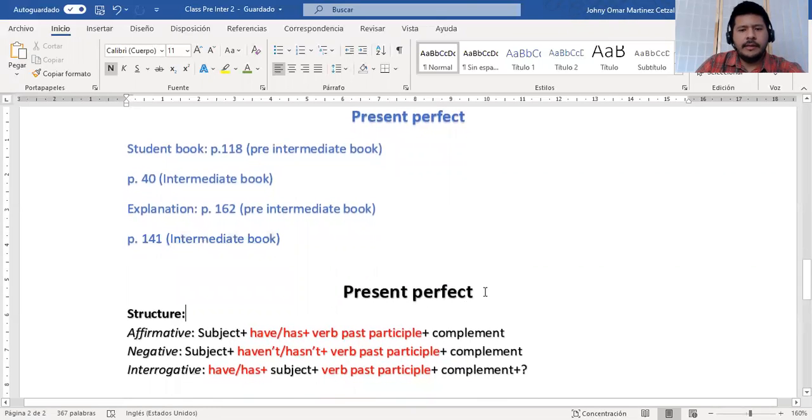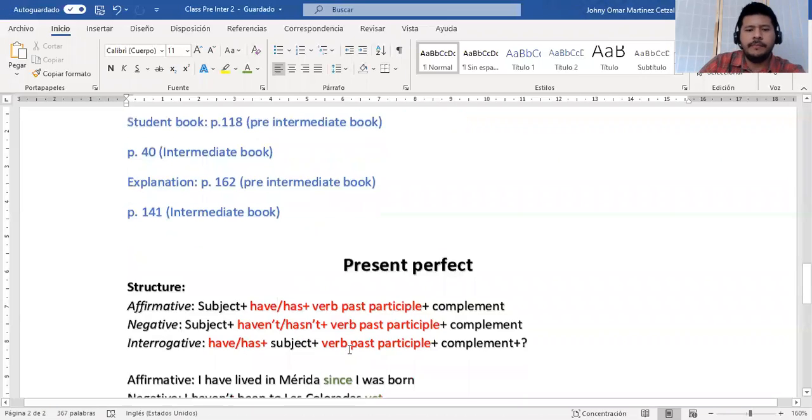You've got the name of the topic, which is present perfect. And here I have written the structure for the affirmative, negative, and interrogative. So the most important of this structure is the auxiliary have and has, and your verb in past participle, okay? So once that you have those elements together, we can call that tense present perfect, okay? You need both of those elements.